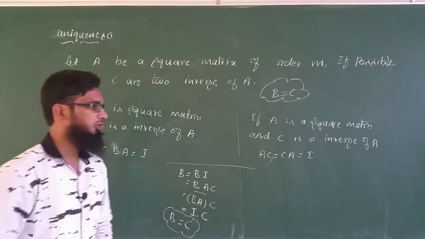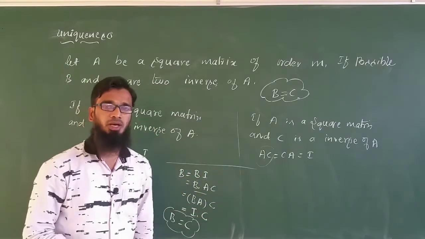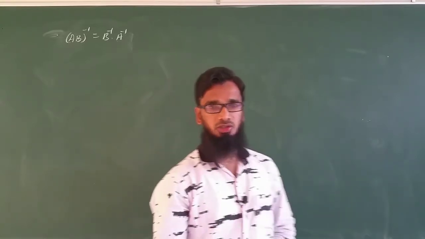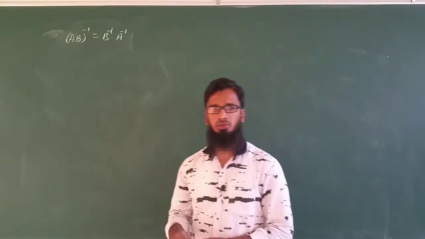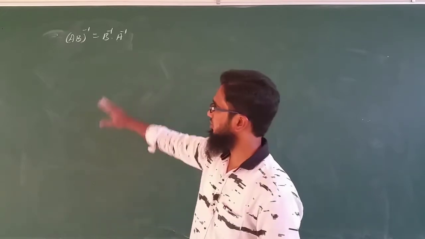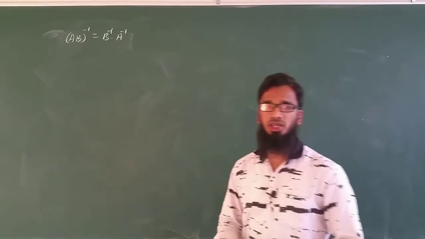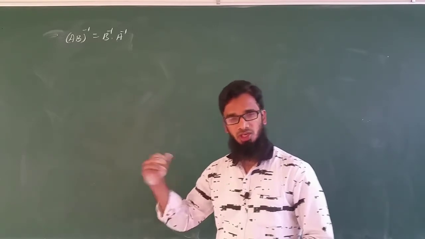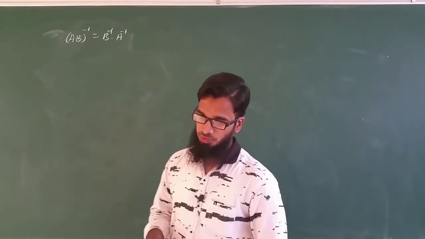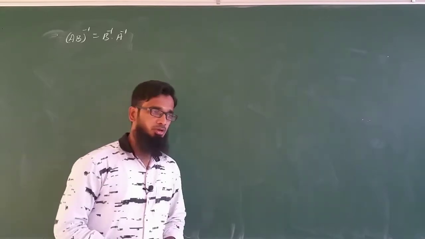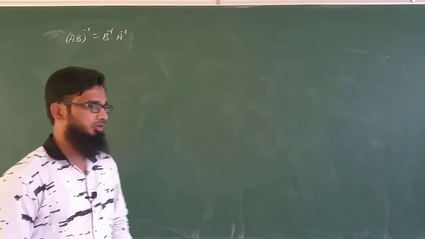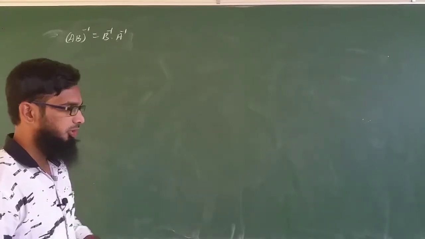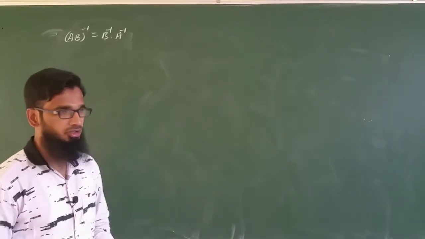So this is a very important property, the inverse uniqueness of a matrix. Based on the invertible matrices and the uniqueness of a matrix, we have some important property here. The inverse of AB is given by B inverse into A inverse. This is a very important property, and it is a simple one. It is not a tough one, we can easily prove it. Sometimes there may be chances of it being asked from the examination point of view.